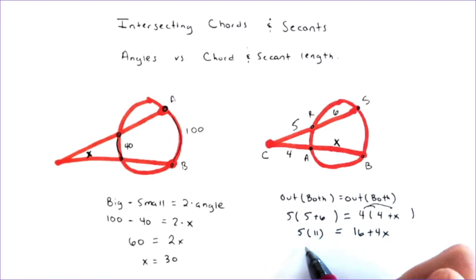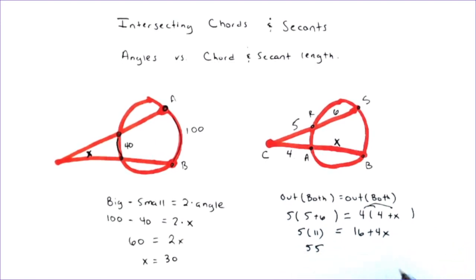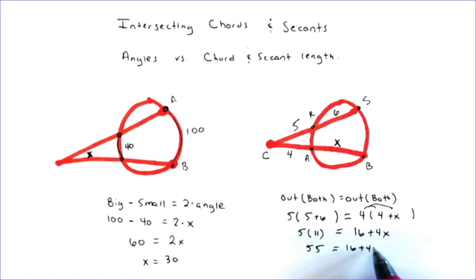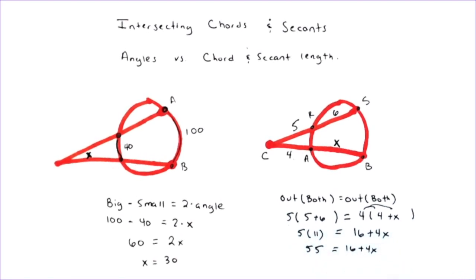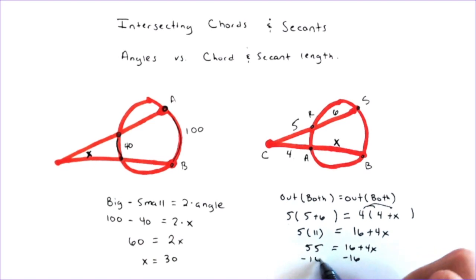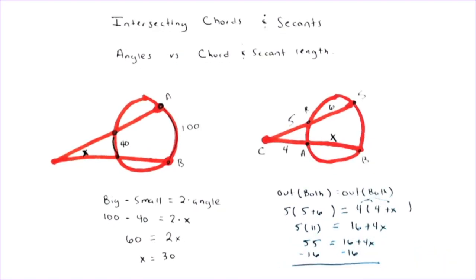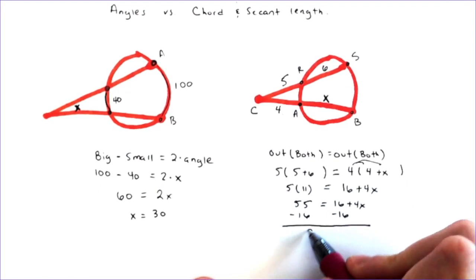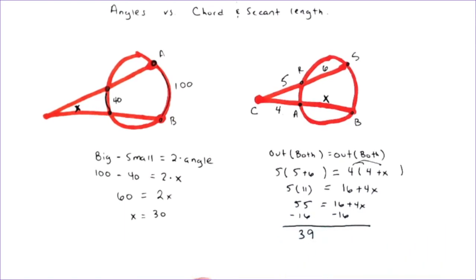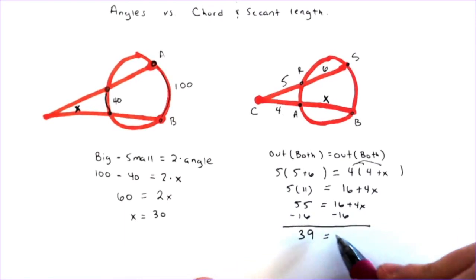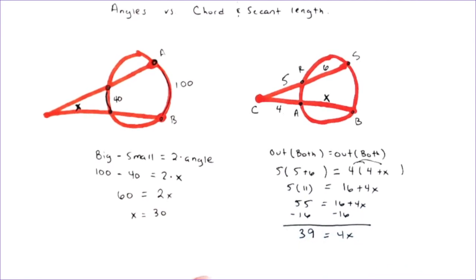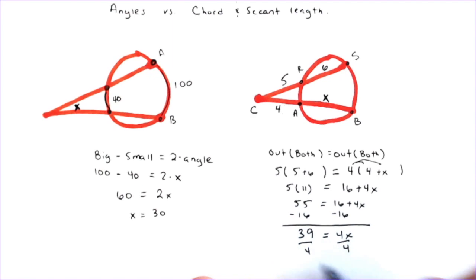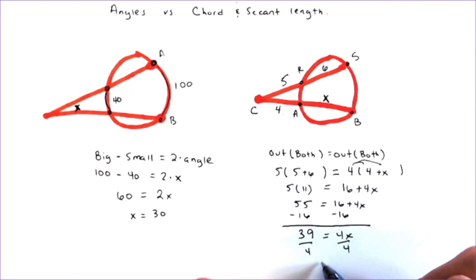We got 5 times 11, which makes 55, equals 16 plus 4x. Continue to solve the equation. Subtract 16, subtract 16. We will get 55 minus 16, which is going to be 39. Yep, 39 is equal to 4x. And then you just divide by 4. So you can either keep the answer as 39 divided by 4, or you can write it as the decimal, which in this case is going to be 9.75 is equal to x.